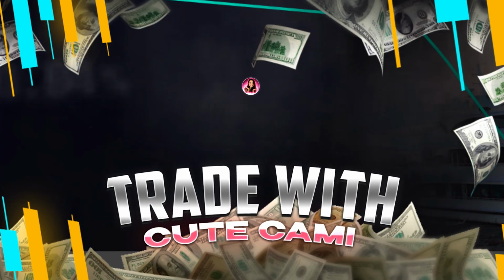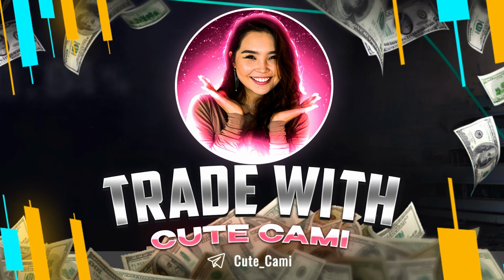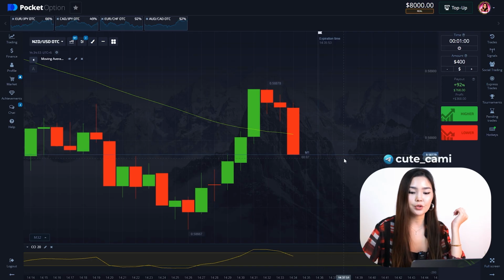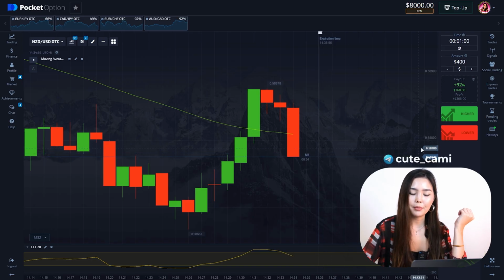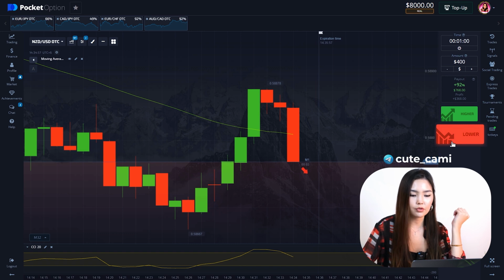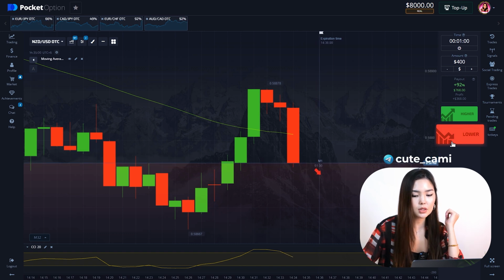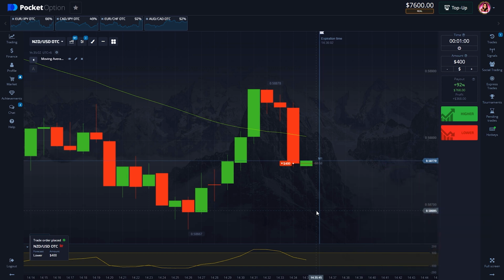And we move on to practice. So, here is the first situation for today. Price crossed MA and CCI crossed 100. I'm waiting for the candle to close and enter the down trade.